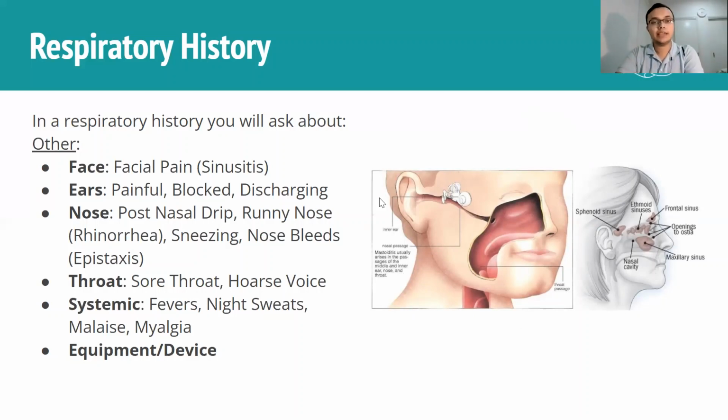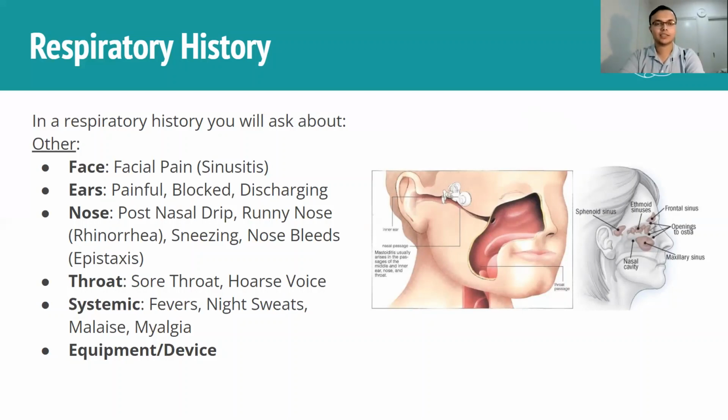You also have your ears, and they can be painful, blocked, or discharging. So it's important to ask about that as well. And you also might be wondering, how do your ears in any way relate to the respiratory system? Again, you'll be learning a bit more about that next semester during head and neck anatomy. But your respiratory system, so your pharynx, is very much related to your ears through what's called the eustachian tube. And so you're going to be learning about that later on. And so infections of either system can move up or move down.